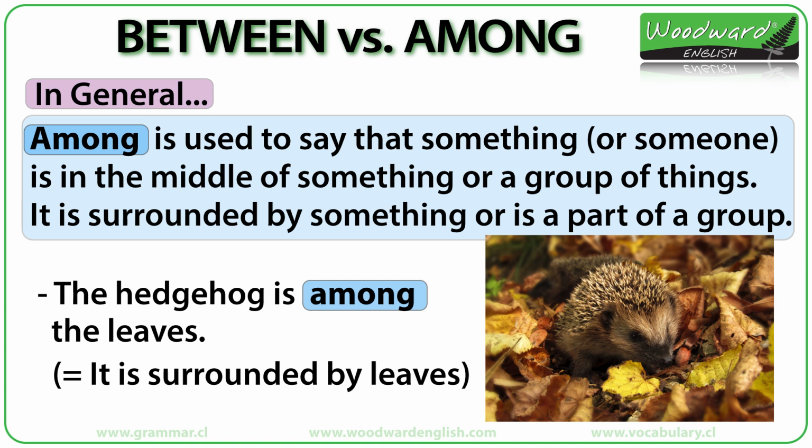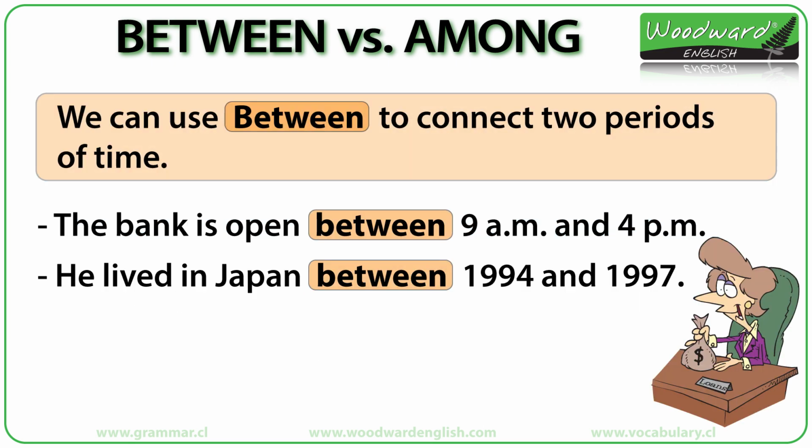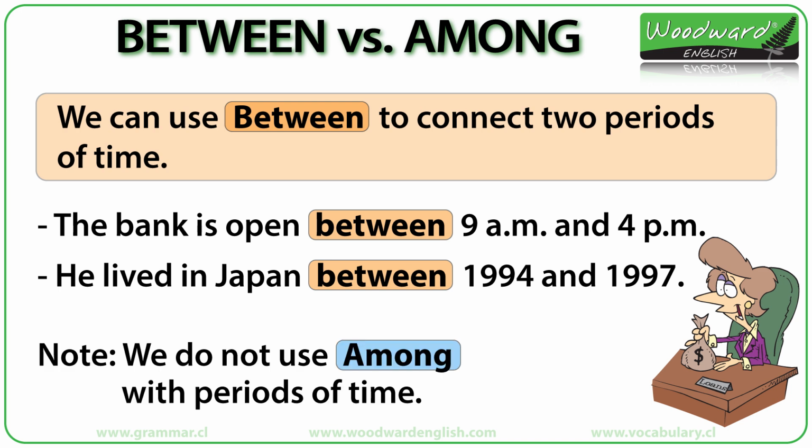But there are more uses of between and among in English. Let's look at them. We can use between to connect two periods of time. The bank is open between 9 a.m. and 4 p.m. He lived in Japan between 1994 and 1997. Note, we do not use among with periods of time.